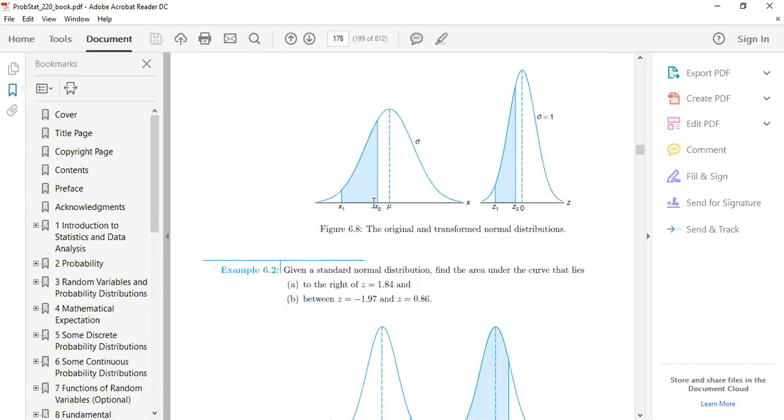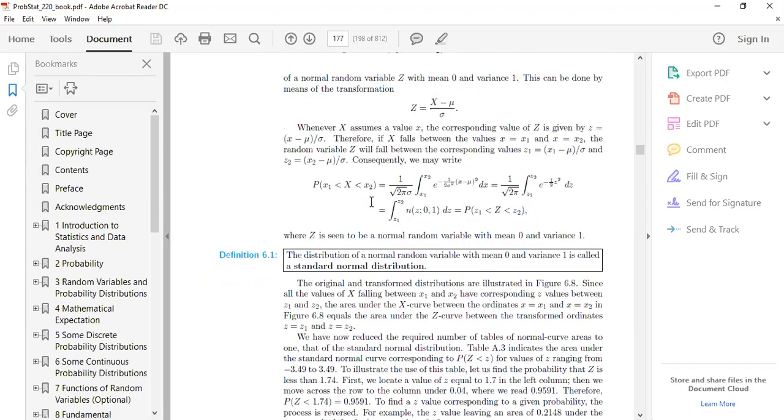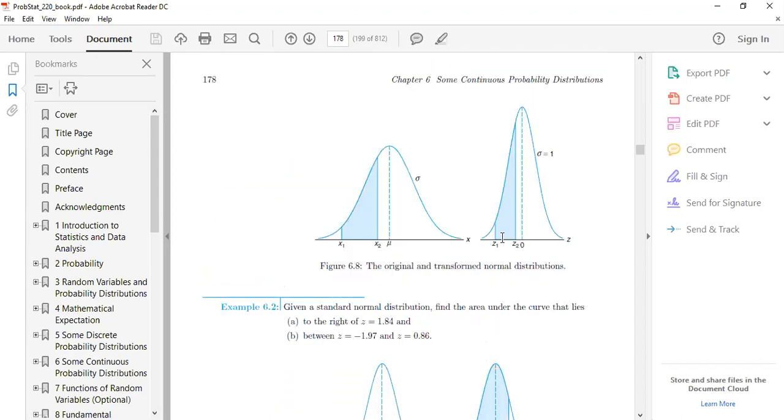Look at this x1 to x2. This mean could be anything, this sigma could be anything. But if you convert by this definition, z equals x minus nu over sigma, you are going to get z1 to z2, where nu is 0 and sigma is 1. So your life would be really, really easy once you adopt this method.